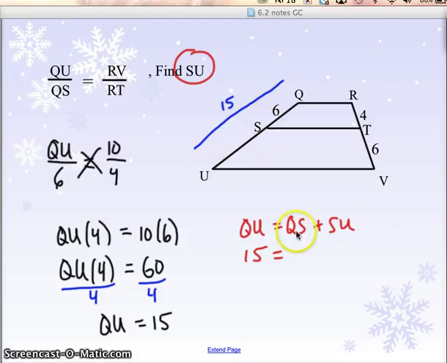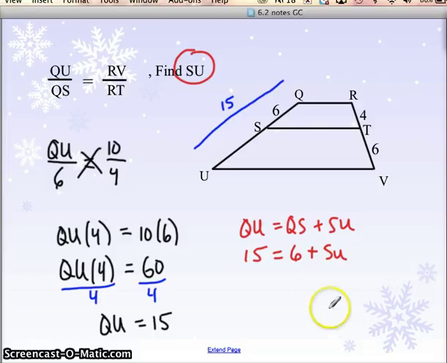QU equals QS plus SU. And again, we know QU is 15, so that's why I put 15 in there. QS we know is 6, and then now we can find SU. So all we have to do is subtract 6 from both sides, and then we'll know that SU equals 9. That's the real answer to the question. All right, next one.